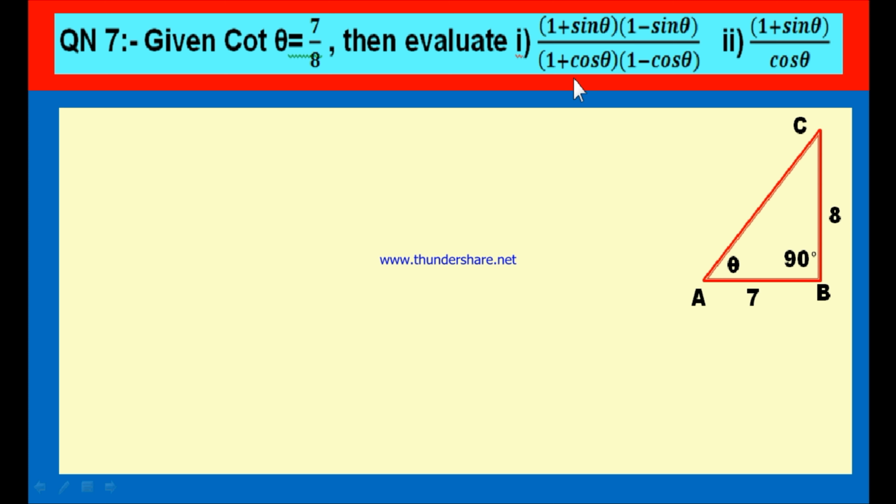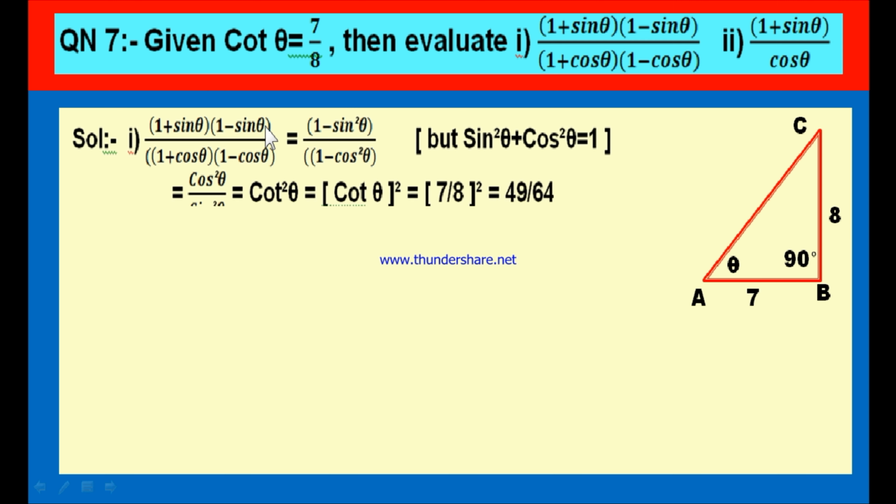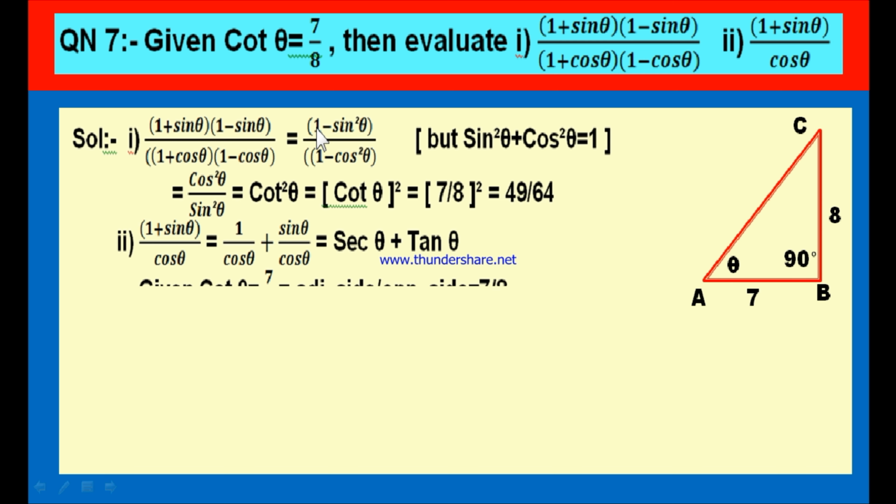Now look at the first bit. The first bit is 1 plus sin theta into 1 minus sin theta by 1 plus cos theta into 1 minus cos theta. If you observe, the numerator 1 plus sin theta into 1 minus sin theta is in the form of a plus b into a minus b. What is a plus b into a minus b? A square minus b square, that is 1 square minus sin square theta. But what is 1 square? 1 square is 1 only.